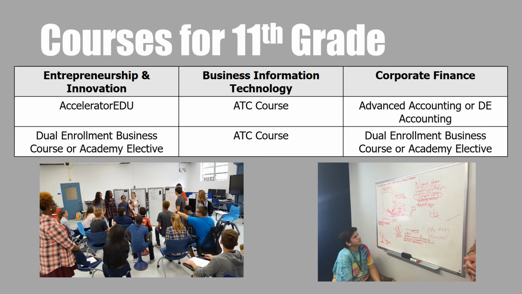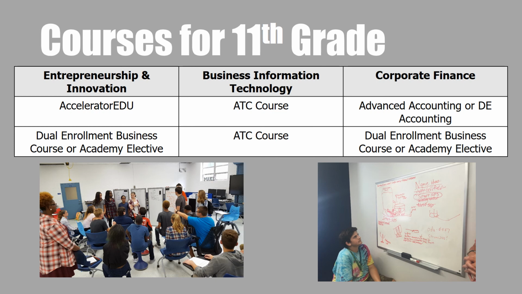So they have some more options here. They only have one required elective, and then they can take another academy elective or a dual enrollment business course that leads to the degree. So they have some choice in 11th grade. In business information technology, students will be able to enroll at the ATC in a program of their choice.